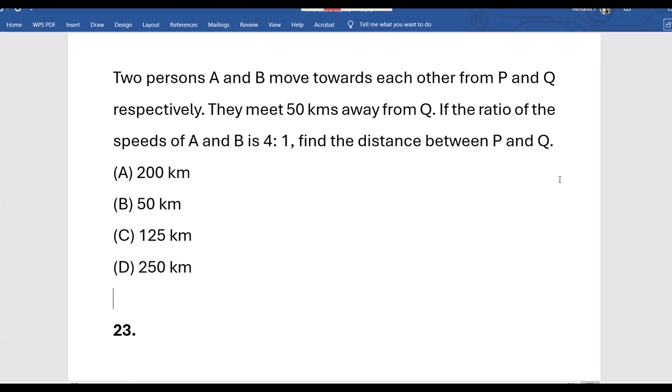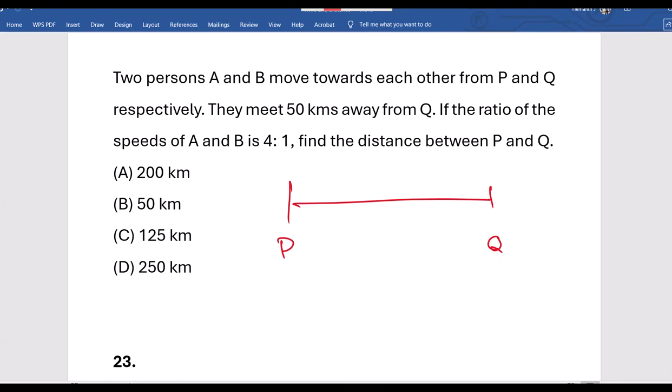What is here? Two persons move towards each other, which means same direction or opposite direction. They meet 50 kilometers away from Q. Now see, excellent question. If you are already done, let me know what's the answer, please. After this much discussion, are you able? This is a basic question from time and distance.